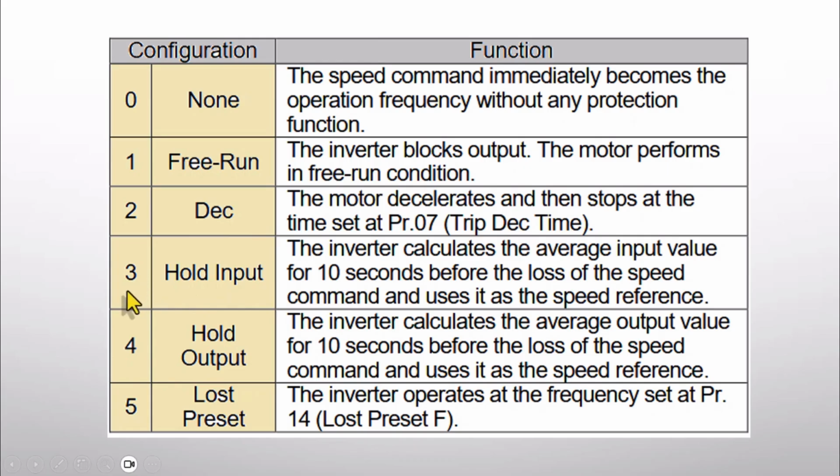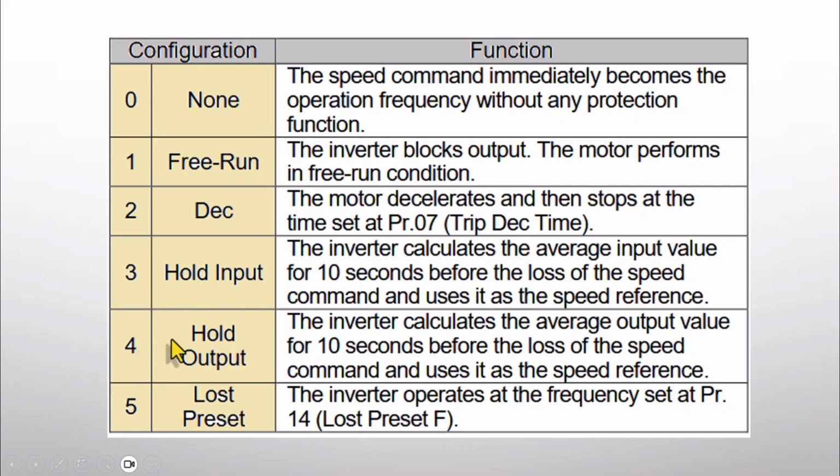However, if you choose the third available option, which is labeled hold input, and we look at the technical specifications provided within the manual, in this mode the inverter will automatically calculate the average input value based on data from the 10-second window immediately prior to the moment the command loss occurs. It establishes that value as the speed reference, and the inverter begins its operation at that exact frequency.